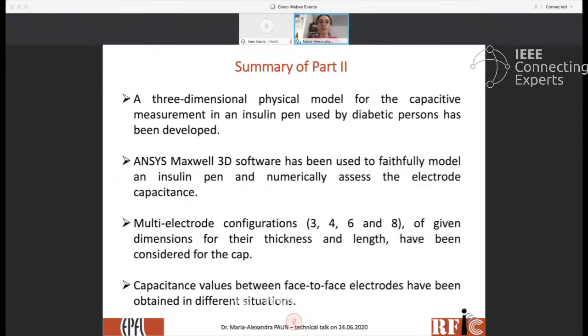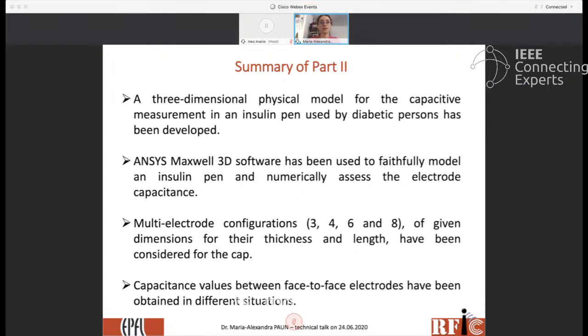Okay, so giving you a summary of this second part, I shall be presenting you a 3-dimensional physical model for the capacitive measurement in an insulin pen used by diabetic persons. Again, this was issued by a company. So we had a company that had a patent on this, and they came up to us to develop the electronics of an optimized insulin pen for diabetic persons.